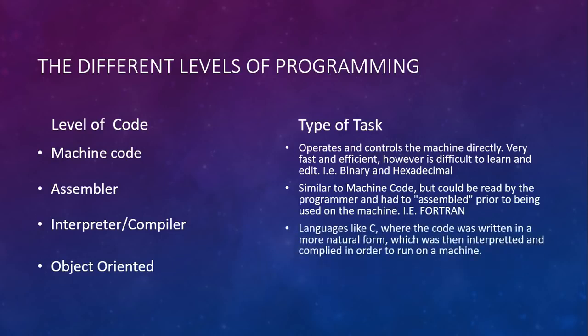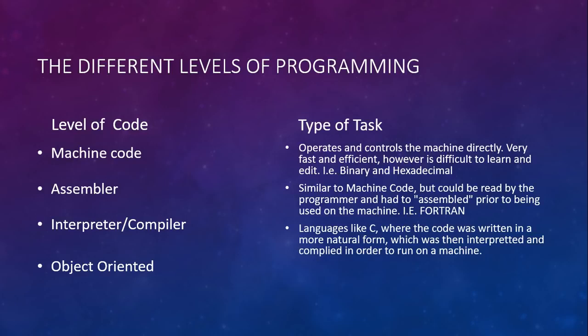Now, interpreter or compiler languages are languages like C, and C is considered one of the most, it's like the parent language to a lot of modern languages today. But with those languages, the code was written in a much more natural form. Rather than using abstract terms like loop or break, we started pulling in more syntax from things like the English language, which was then interpreted and compiled by a compiler in order to run on the machine.